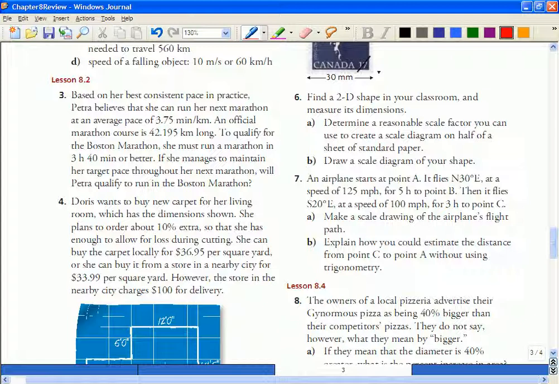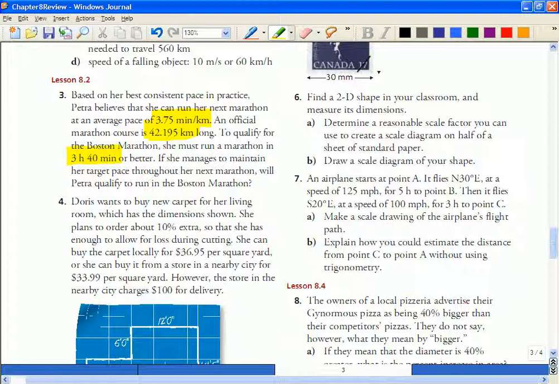So basically, she's practiced for this marathon, and she knows when she runs, this is the speed at which she can go. So this is how fast she runs, and this is how far she needs to be able to do it. And if she takes longer than 3:40, she won't make qualifying. I don't know if you guys have seen the Boston Marathon, but it's a pretty big deal. You have to be fairly good to just be invited to go.